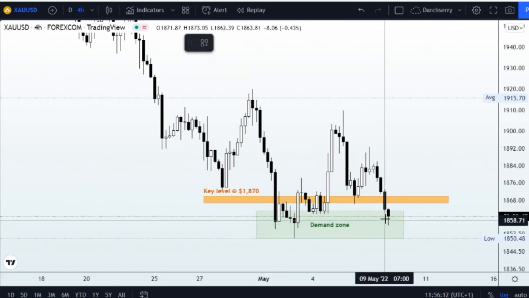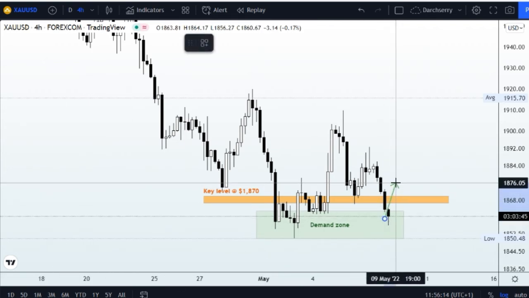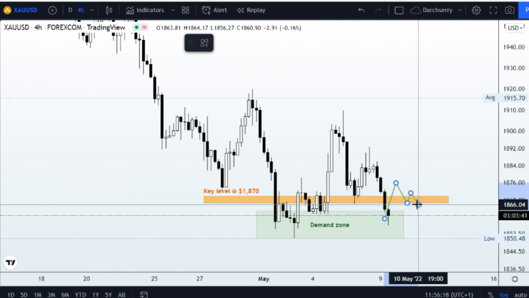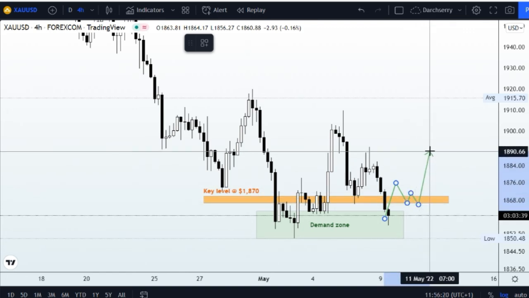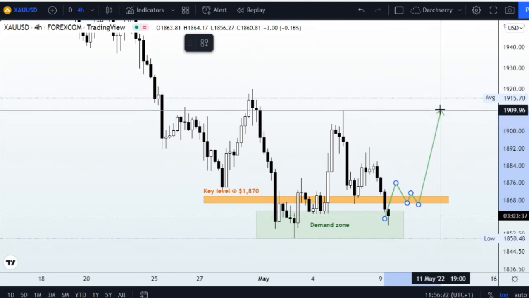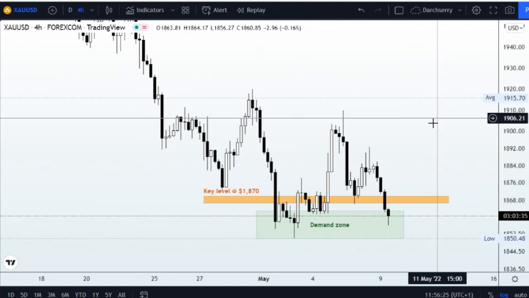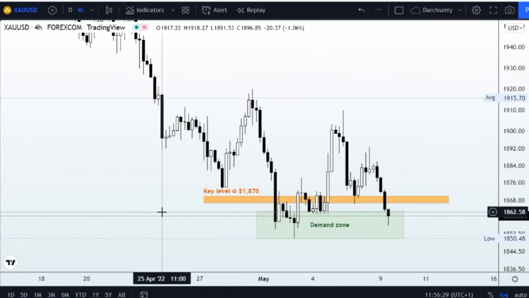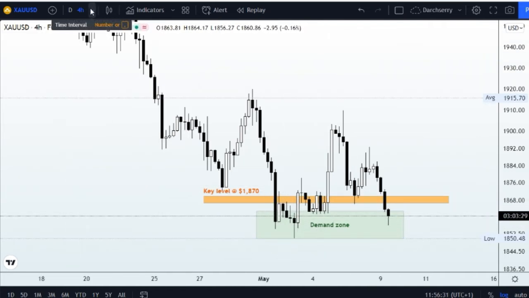We want to be looking for price to come above this key level, retest this key level, and then we look for structures that support a bullish bias and up into the potential rally if it finally happens. So this is what I will be looking forward to on the gold in this coming week.